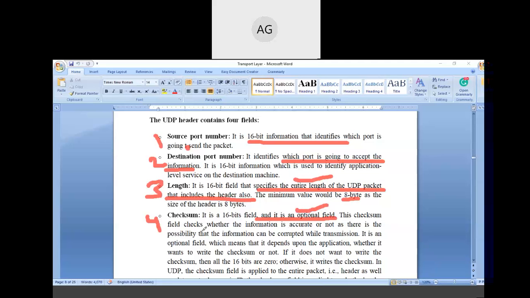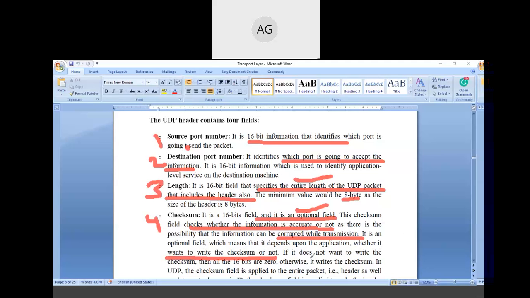This checksum field checks whether the information is accurate or not, as there is a possibility that the information can be corrupted during transmission, as UDP is an unreliable protocol. It is an optional field, which means that it depends on the application whether it wants to write the checksum or not.